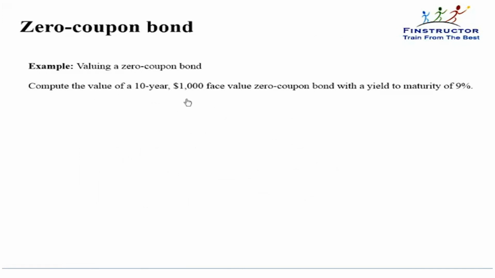Compute the value of a 10-year $1,000 face value zero coupon bond with a yield to maturity of 9%. Now, a zero coupon bond means that between year 0 to year 10, it is not giving us any cash flow or any coupon. At the end of t equal to 10, we get our $1,000 face value back.